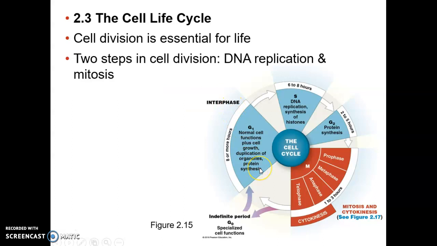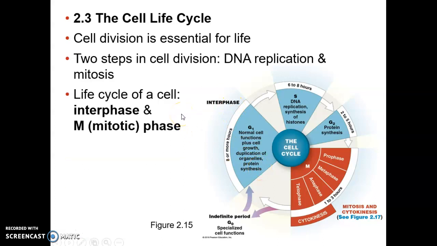Okay? So the life cycle of a cell has two basic phases. Here in blue is interphase, and then in red, what we call the mitotic phase, just the M part here. The most important part of the interphase in terms of cell division is the copying, the replication of the DNA. Then once that occurs, the cell is ready to divide into two cells, and that's the main purpose of the mitotic phase.